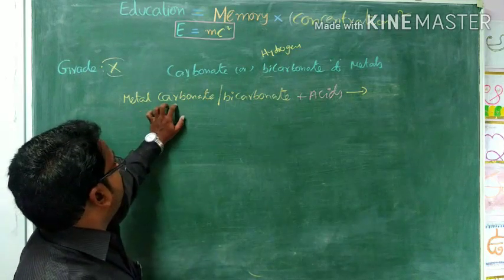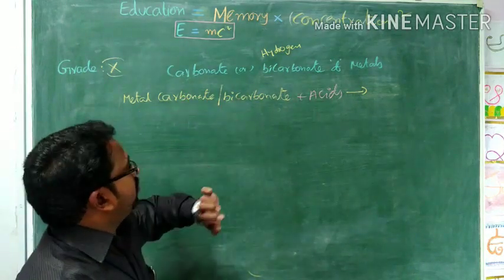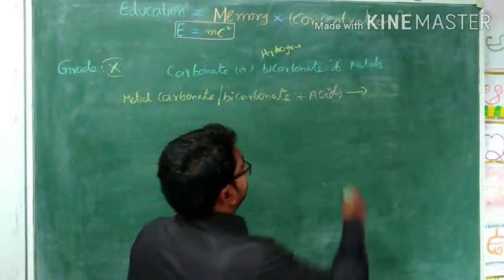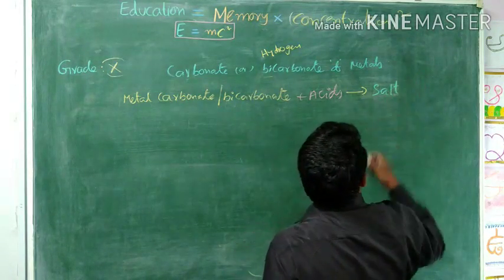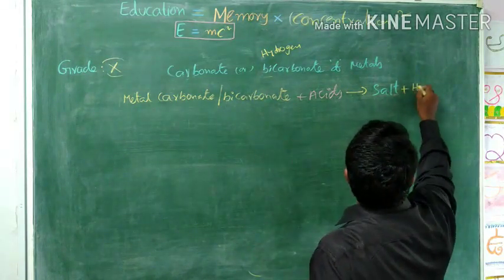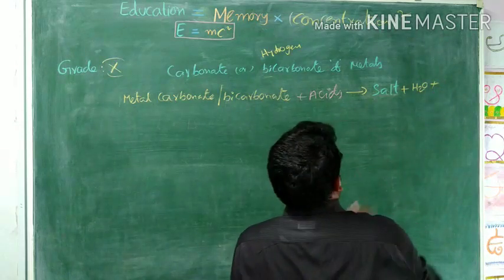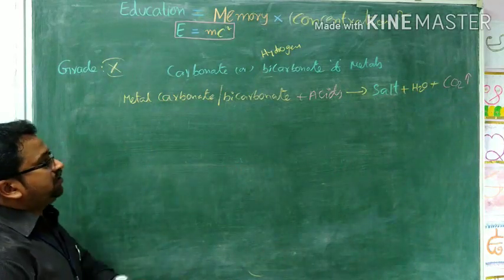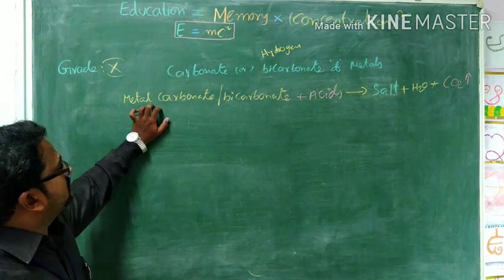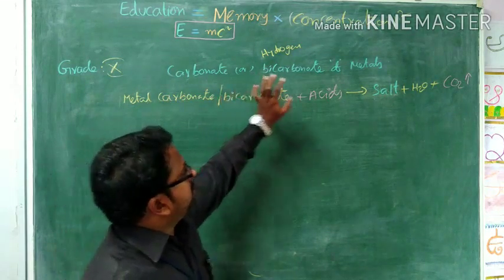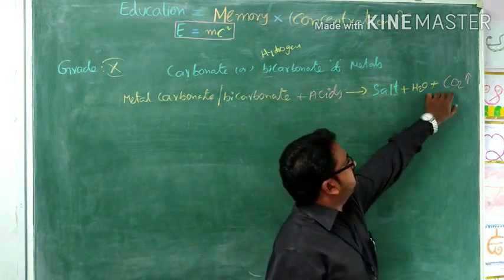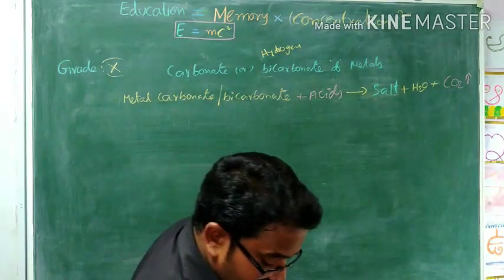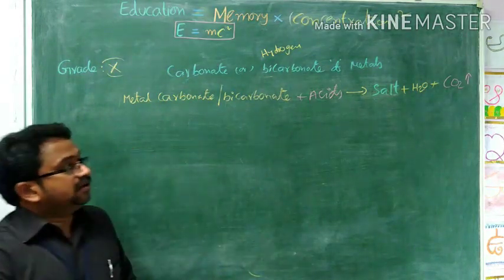So when the metal carbonate or metal bicarbonate reacts with the acids, then immediately what happens? Salt will form, and besides this, water, and finally the carbon dioxide gas is evolved. It is the general equation. Whatever the carbonate of metal is considered, whatever the bicarbonate of metal reacts with acid, immediately one gas is evolved. Carbon dioxide gas is evolved. How can you prove that? With an activity. Okay, let us see.